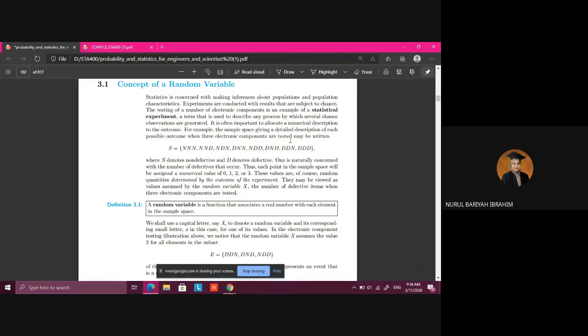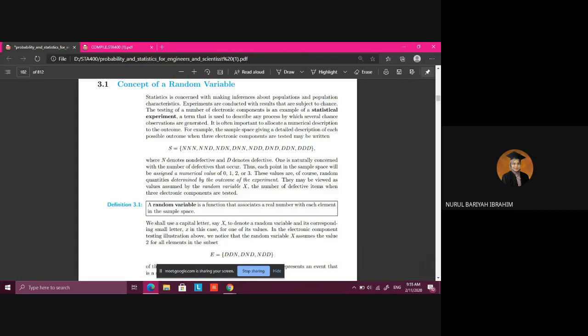For example, the sample space gives a detailed description of each possible outcome when 3 electronic components are tested. We have 3 electronic components, so the experiment is testing the electronic components. We are testing the 3 electronic components, and then the sample space would be this. Agree? N, D. Why does it become like that? Because we are testing the three.